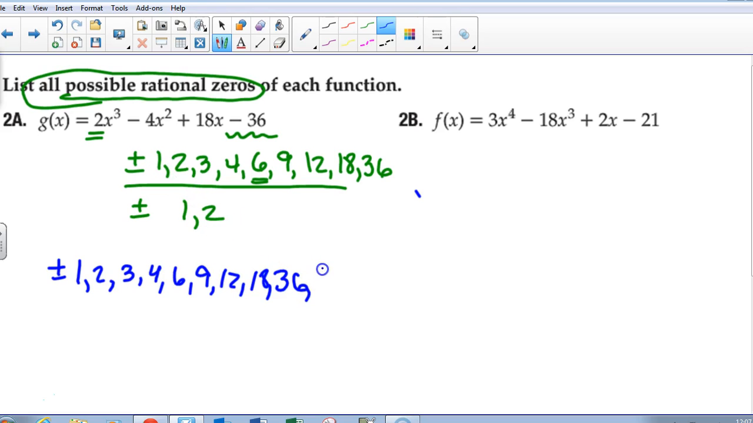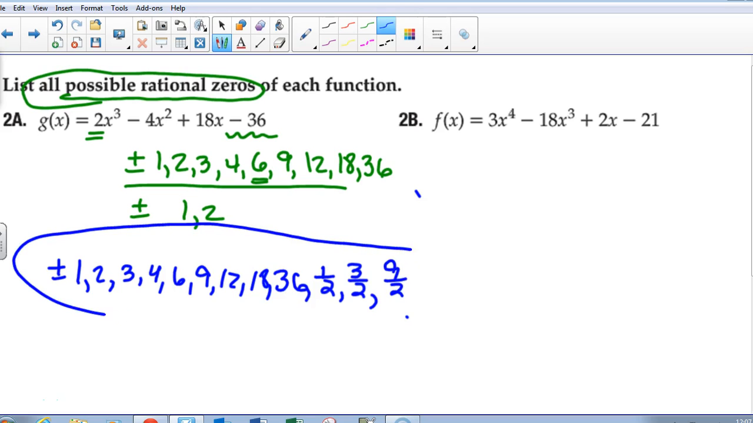1 over 2. 2 over 2 is already on there, right? Because it's 1. 3 over 2 isn't on our list yet. It's 3. 9 over 2, 12, 18. Okay. So this is the complete list. Again, I wouldn't give you that one just because I don't want to have to grade all those.